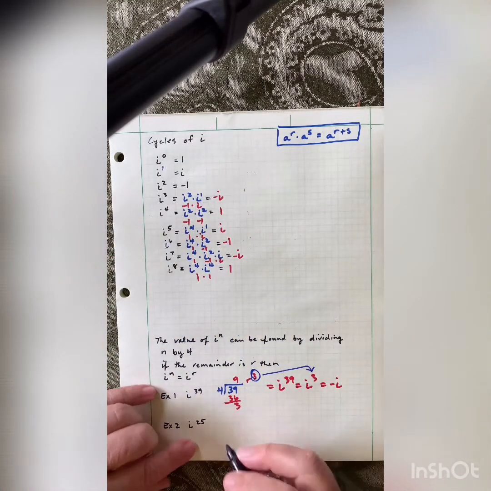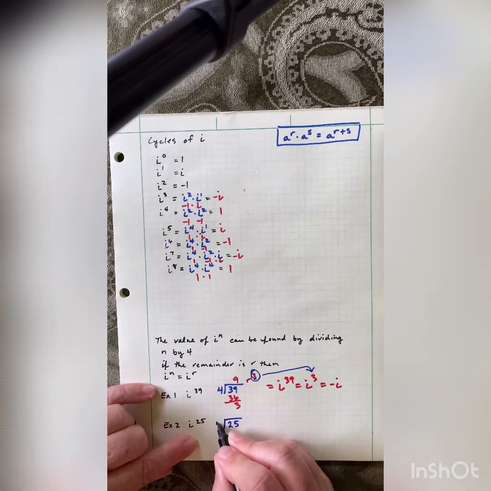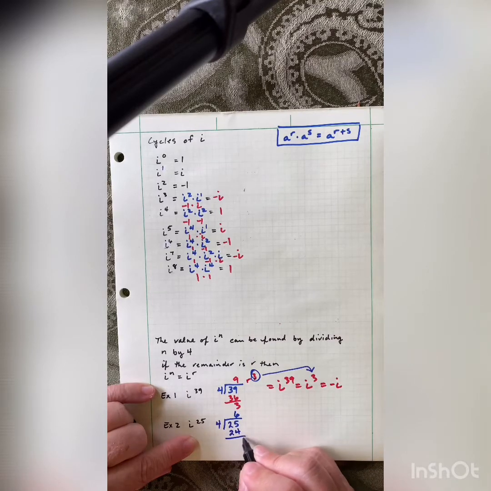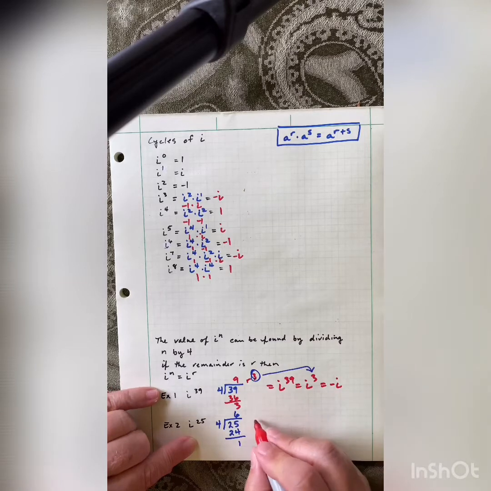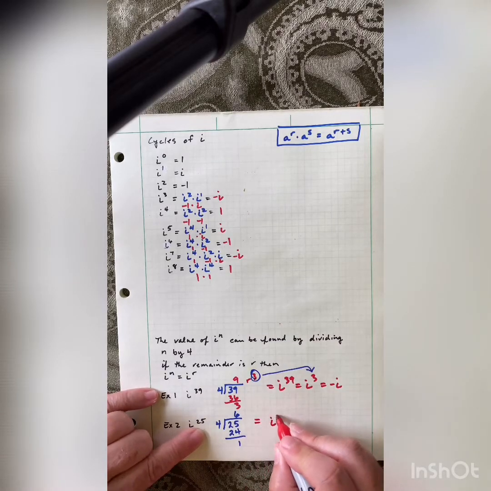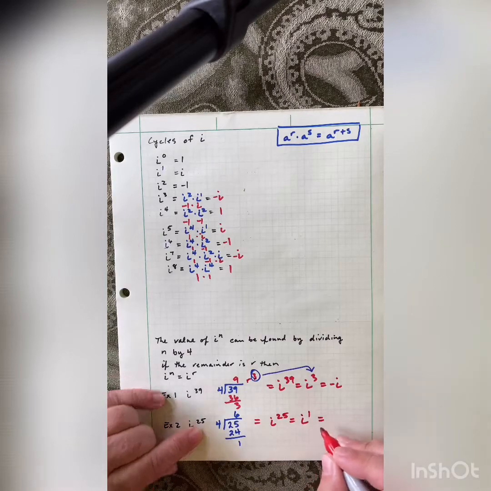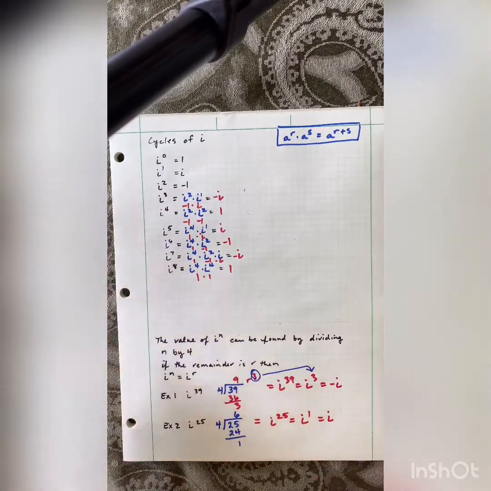Okay, let's try this last one here. So I have 25 divided by 4. It goes in there 6 times. That's 24, and this time I have a remainder of 1. So i to the 25th equals i to the first power. And if I go up here, i to the first power is i. All right, there you go.